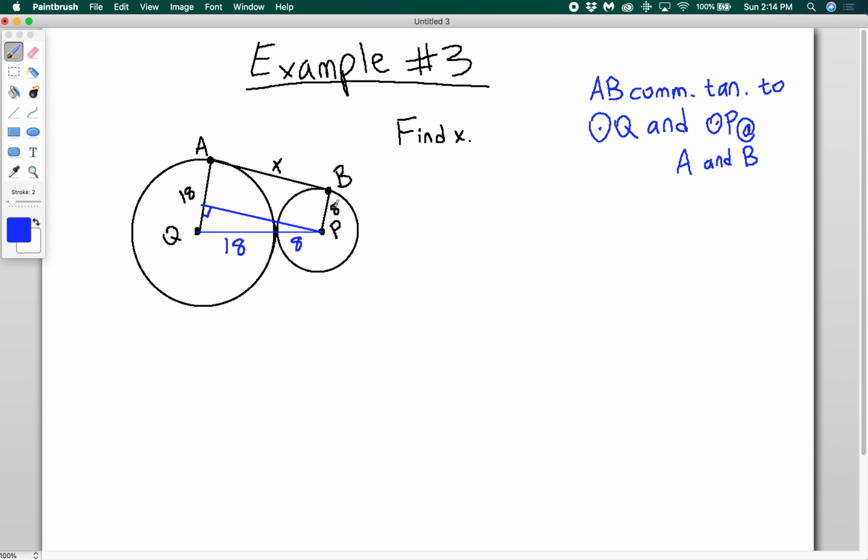So if this is a rectangle, and this is 8, this must also be 8. I am famous for not drawing things to scale. This line segment here is 10. Okay, so we know this is 10, this is 18, this is 8. And now I can find the length of the leg of this triangle, which is the same as x, right? I can just do that with the Pythagorean theorem.